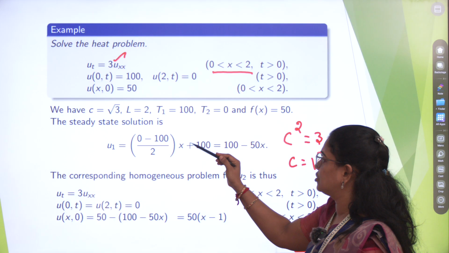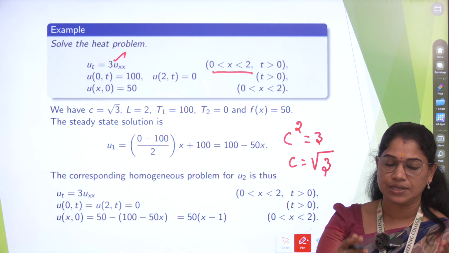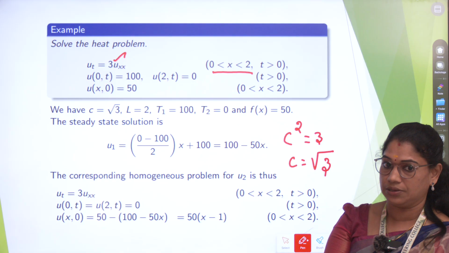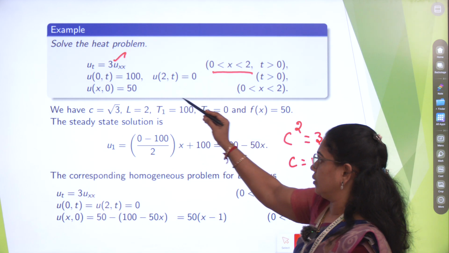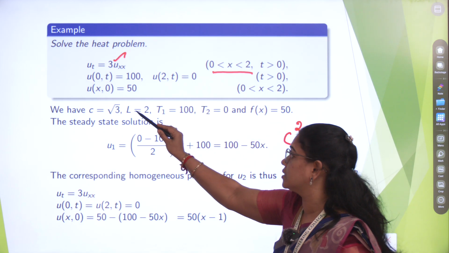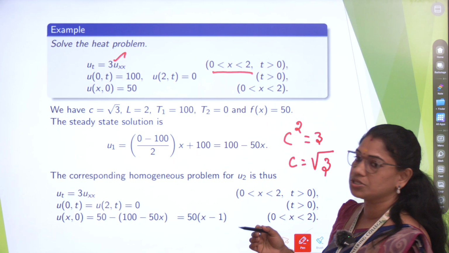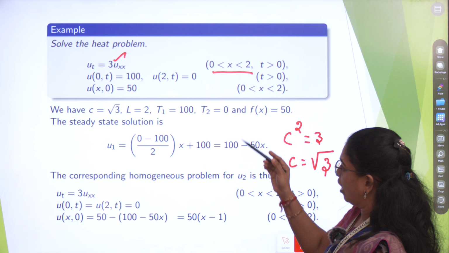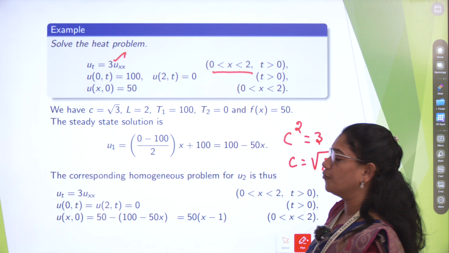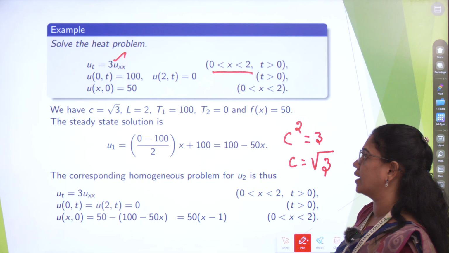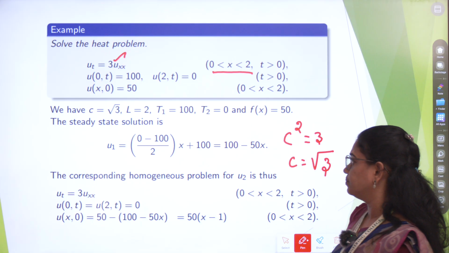Next, the initial condition: the interval varies from 0 to 2. The boundary conditions u of 0 comma t and u of 2 comma t are given as the values 100 and 0. Finally, the function u of x comma 0 equals 50. All the conditions are given.